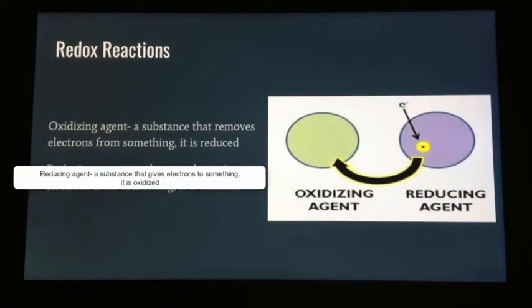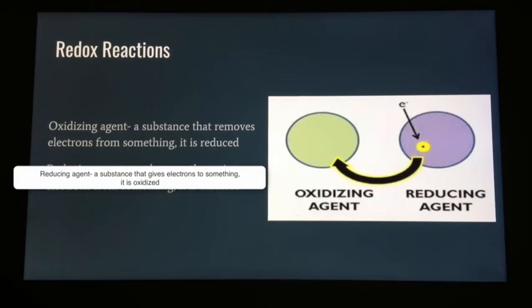There are 2 key concepts in redox reactions: oxidizing agents and reducing agents. An oxidizing agent is a substance that removes electrons from something, and it is reduced. You can see in this picture, which I will explain after. A reducing agent is a substance that gives up electrons to something.